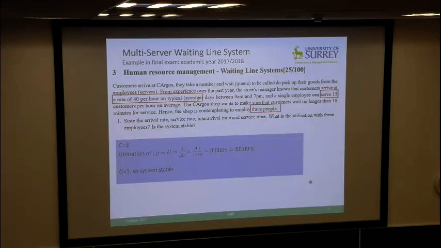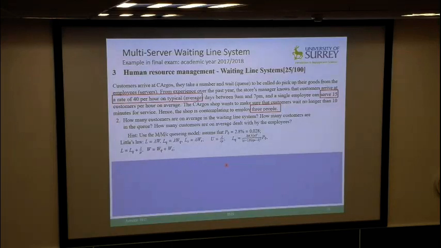I want to put this again, because this is for the first question. When we calculate the utilization with 3 employees, we know this is a multiple server queue, so c equals 3. We can calculate the utilization as 40 divided by 15, the service rate for a single server, times the number of servers, which is 3. Okay, this is for the first question.